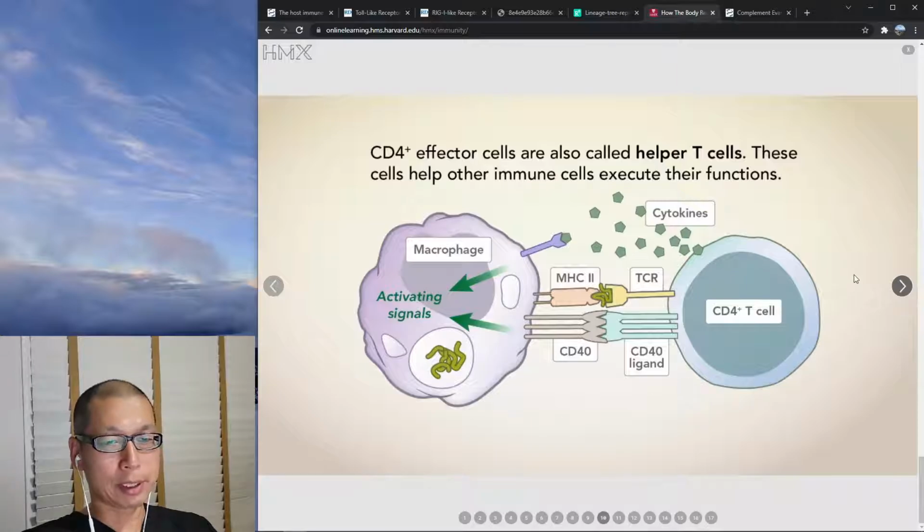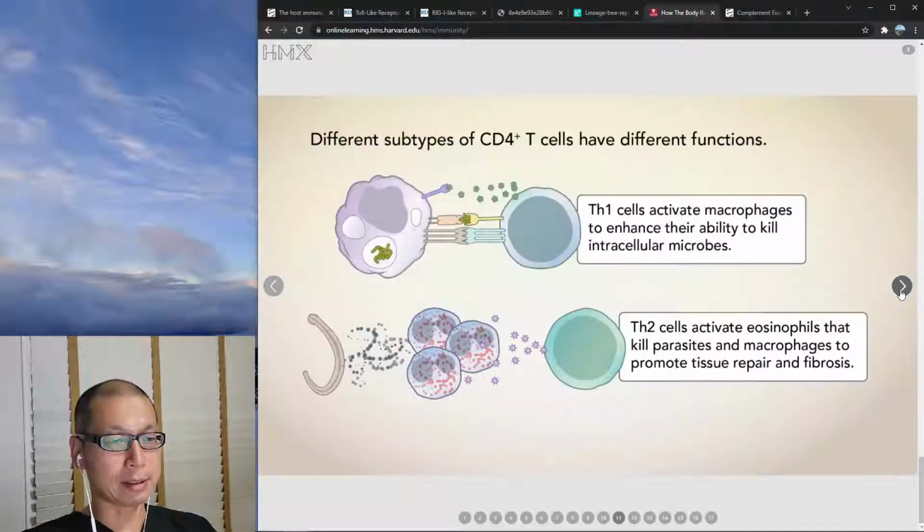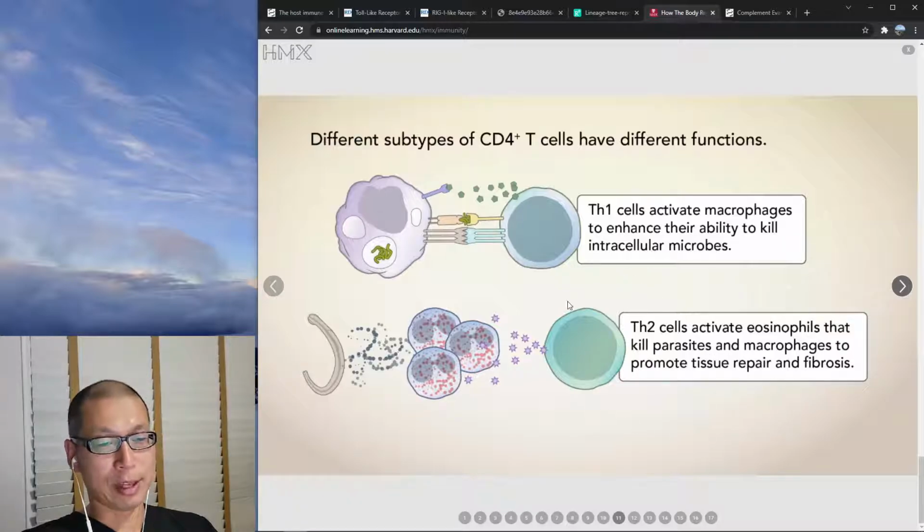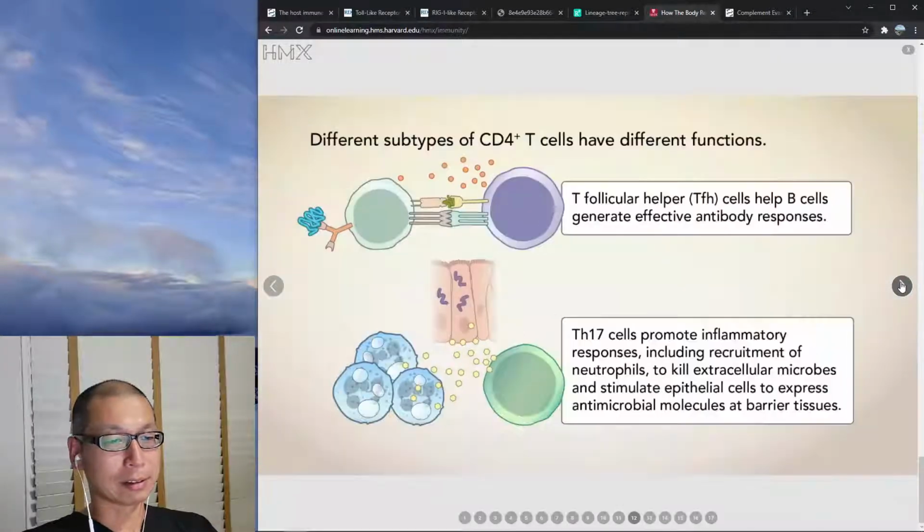These are called helper T cells. They just produce a bunch of cytokines. And the Th1 cells activate macrophages, and Th2 cells activate eosinophils to kill parasites. So if you get a bunch of Th2 helper T cells, you get allergies. And there's a whole other thing that maybe I'll make a video on about the hygiene theory for allergies.